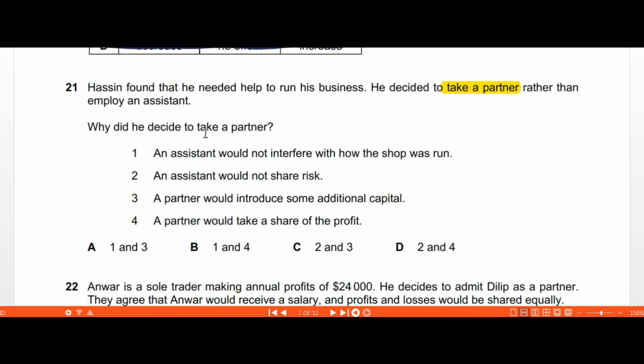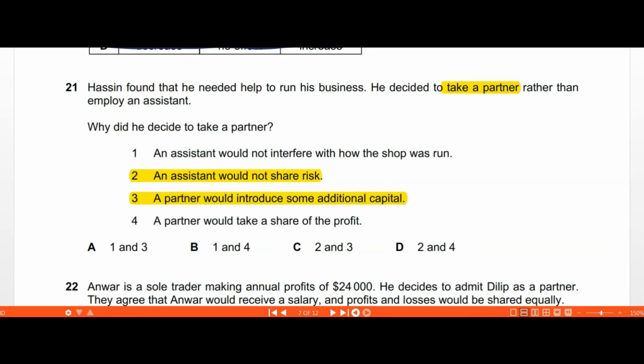Why did he decide to take a partner? Number one, an assistant would not interfere with how the shop was run. Two, an assistant would not share risk, right? So this can be a reason: the assistant will not be sharing the risk, the partner will be sharing the risk. And then a partner would introduce some additional capital.